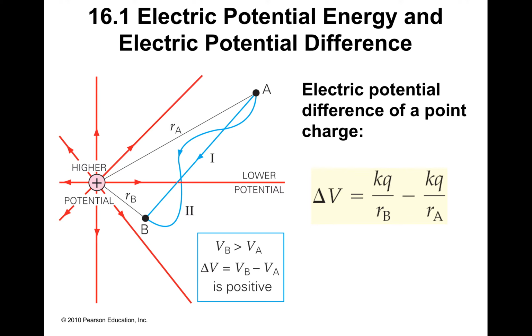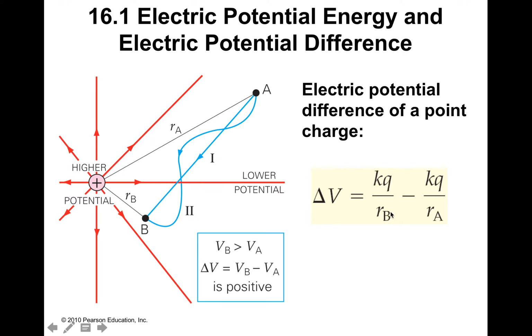Okay, and now for a point charge, the electric potential difference of a point charge. Now notice, here's the electric field, and this is going out. This is higher potential here, and it's lower potential as it goes further and further out. If I go all the way out to infinity, kq over infinity equals 0. So the electric potential around a point charge is kq over r.